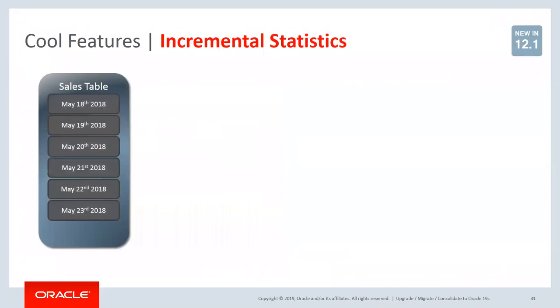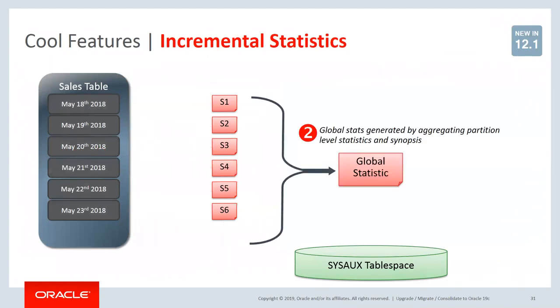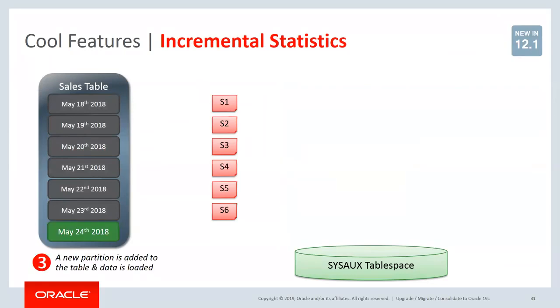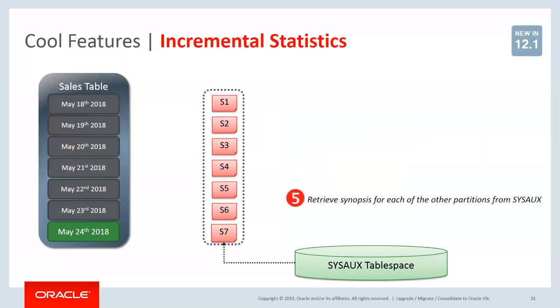Incremental statistics, also in 12.1. In the old days, if you wanted statistics on a very large table, you had to calculate them time and time and time again. Nowadays, we can gather statistics per partition, and to get global statistics, we just add up all these statistics together. So when a new partition is added, we don't need to gather all statistics, we only gather the statistics for one partition, and then we know the global statistics again.